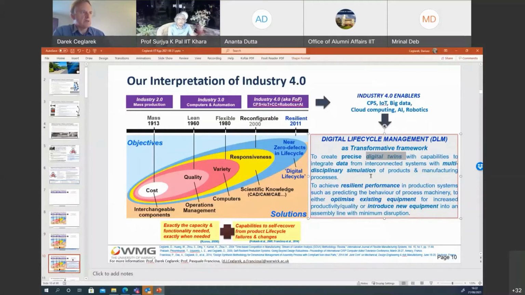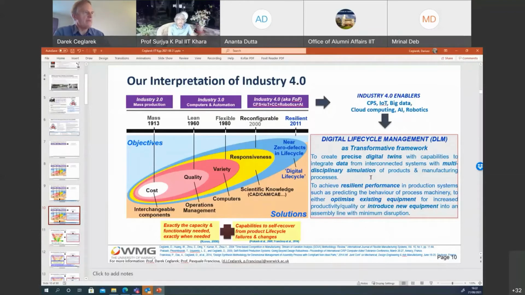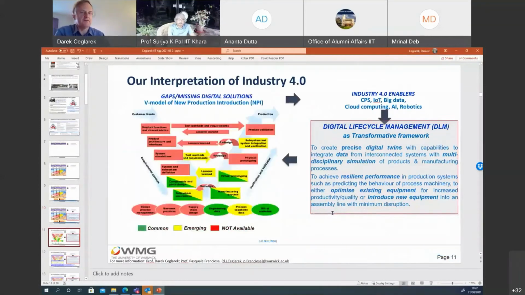So that's what we are trying to achieve, the way we look at this. And then how do we fit, and what do we want to achieve? I'm giving you just the perspective of how we go on this journey. Some of you might be familiar with the V model, which is used for new product introduction, NPI in short.